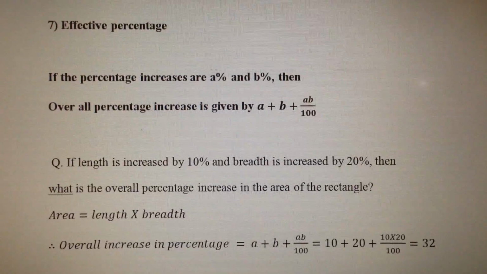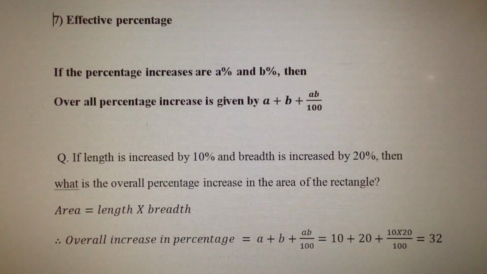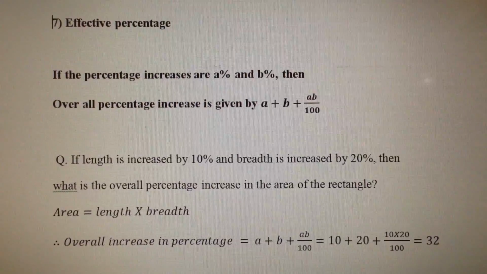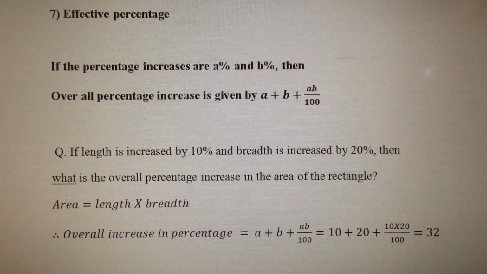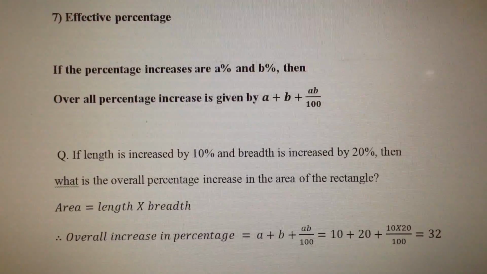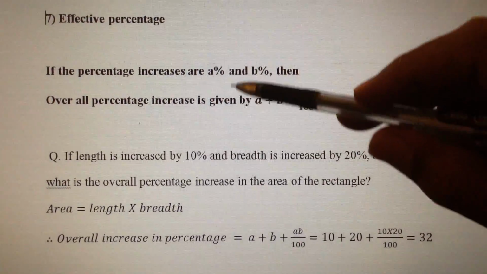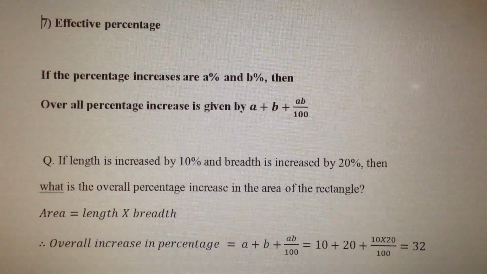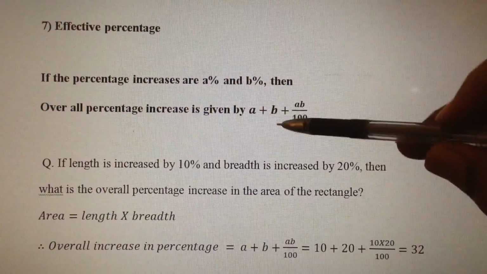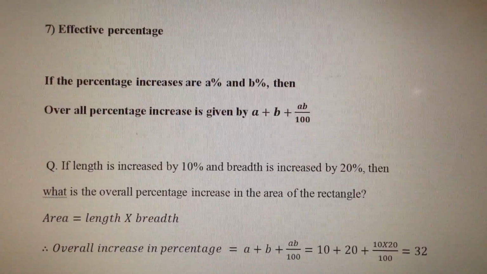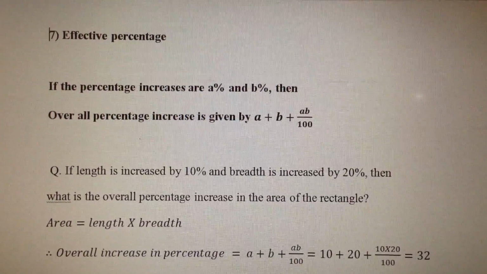Effective percentage. This is a very important concept. When there is successive increase or successive decrease in percentages, the effective increase or effective decrease can be found by the formula given here. If the percentage increases are A percentage and B percentage, then overall percentage increase is given by this formula A plus B plus AB by 100. This we can see by taking a small example.